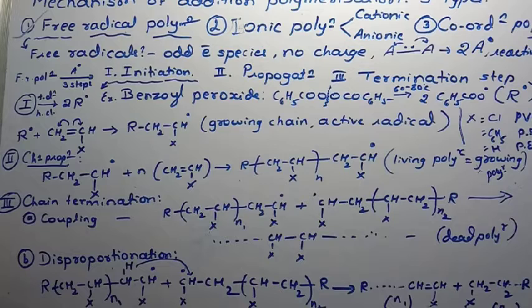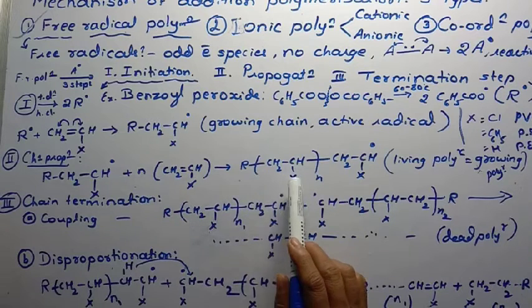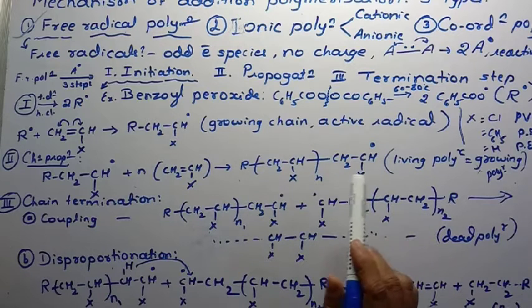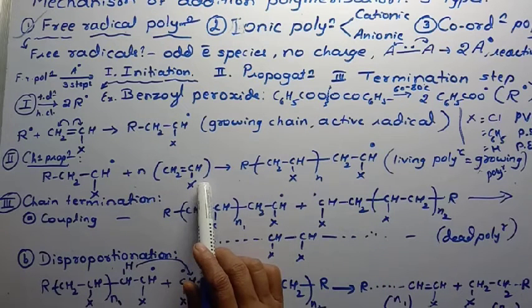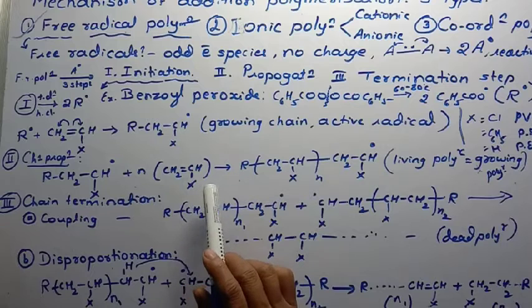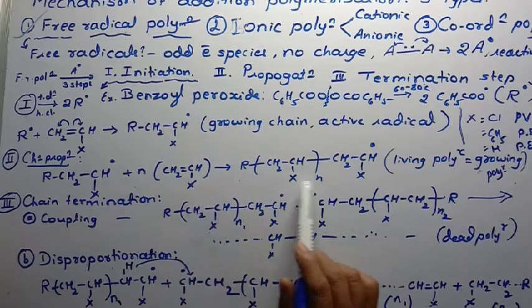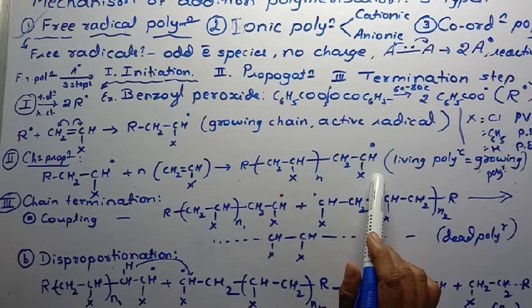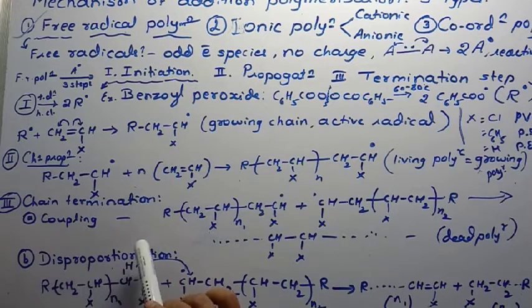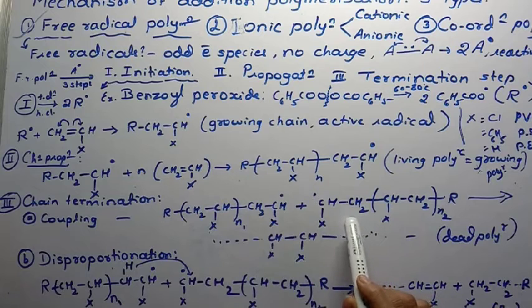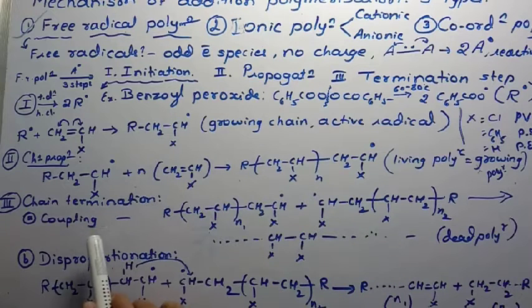Now in the propagation, the question is how long it takes place. It takes place till all the monomers are consumed or exhausted. All the monomers are used up in the addition polymerization reaction. After getting such macromolecules in the radical form, according to the first method, when these two chains are coupled to each other, it gives a macromolecule.